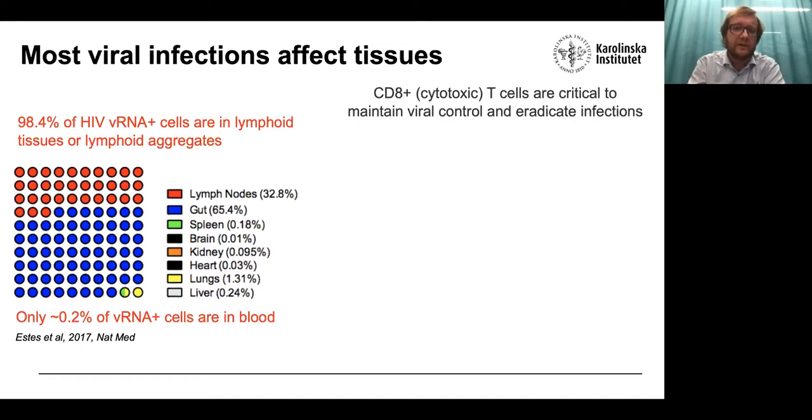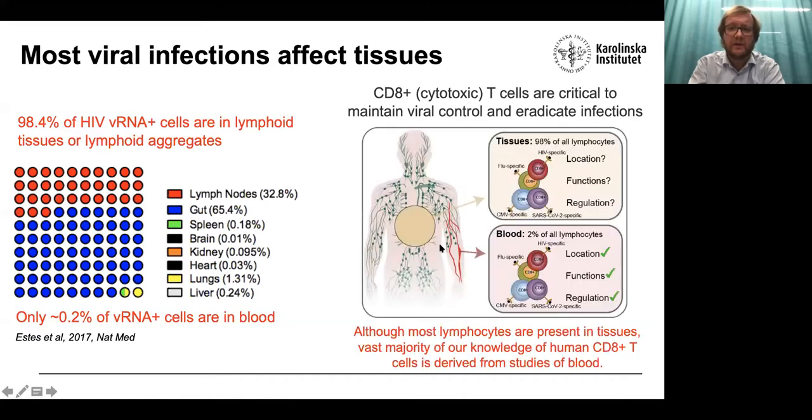The cells that I've been interested in during most of my career are CD8 T cells, also known as the cytotoxic T cells. These are really critical to maintain viral control, for example of HIV, but also to eradicate many infections, such as acute viral infections. But the problem is this: although most lymphocytes are present within tissues, the vast majority of the knowledge of human CD8 T cell biology is derived from studies of the blood. This picture summarizes what my lab is interested in, which is trying to understand the differences in location, function and regulation between virus-specific cells that are present within tissues versus blood.